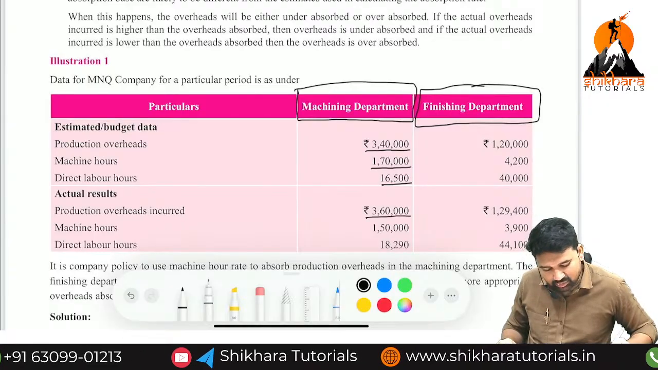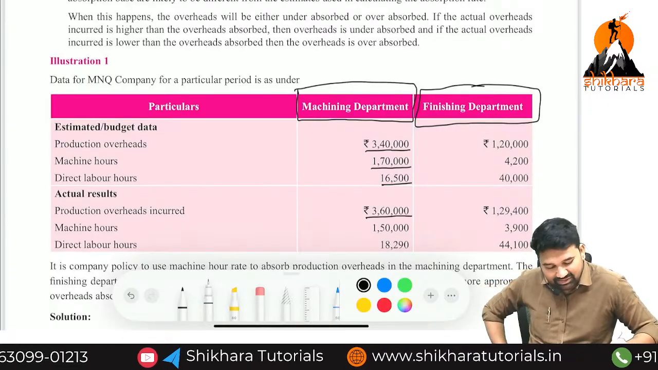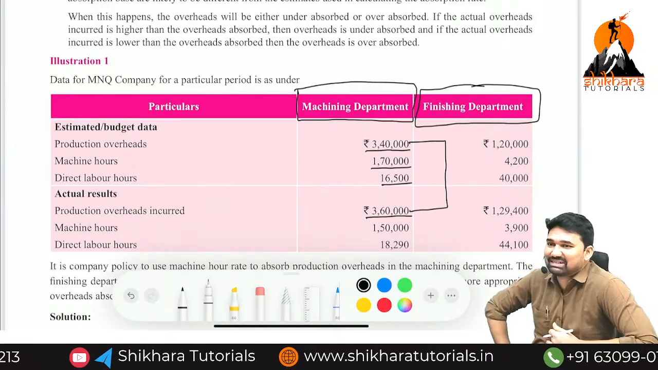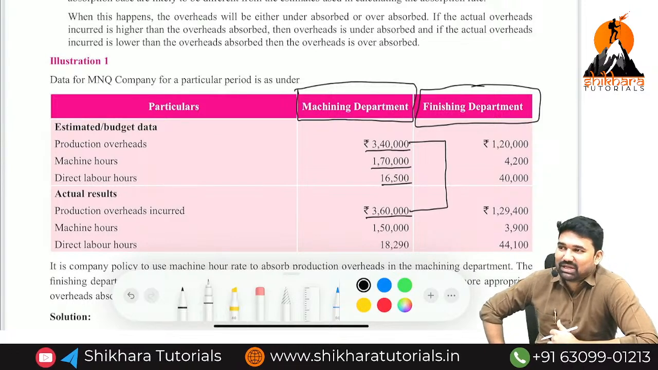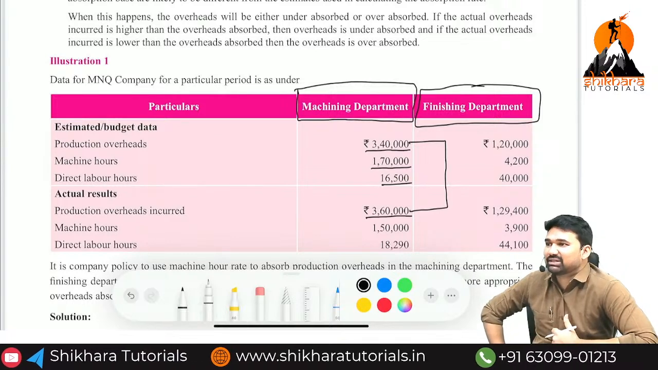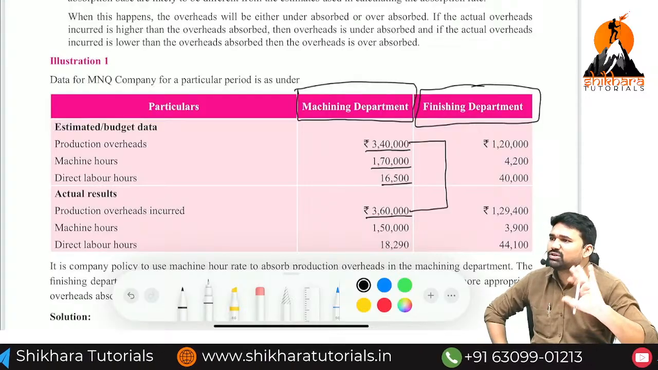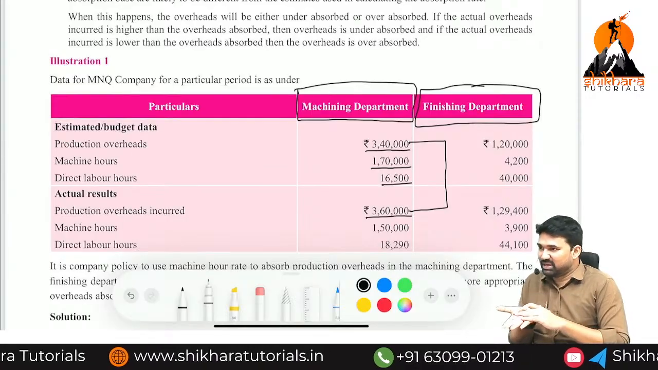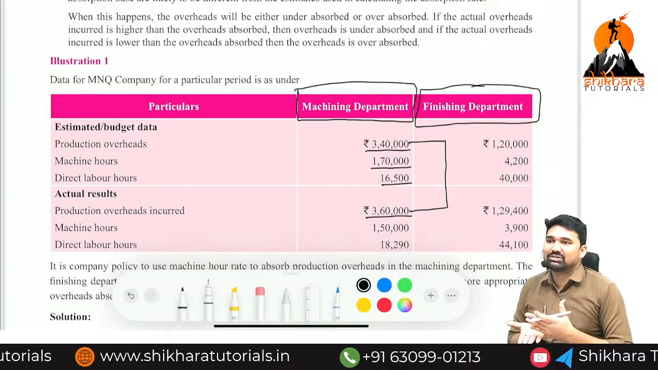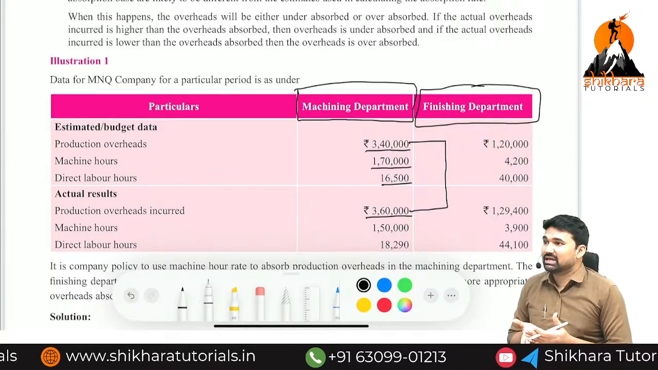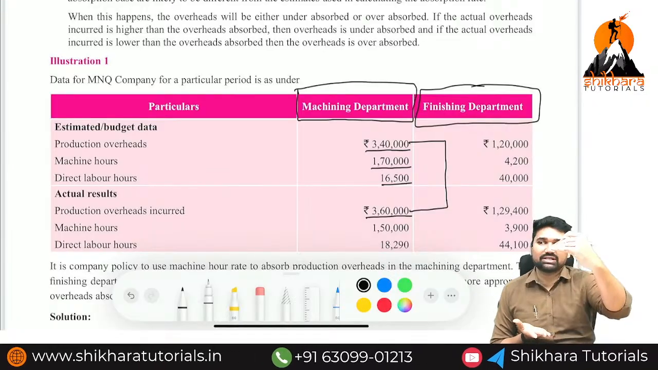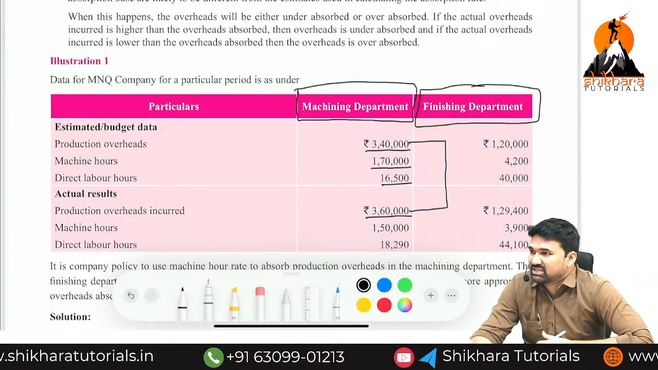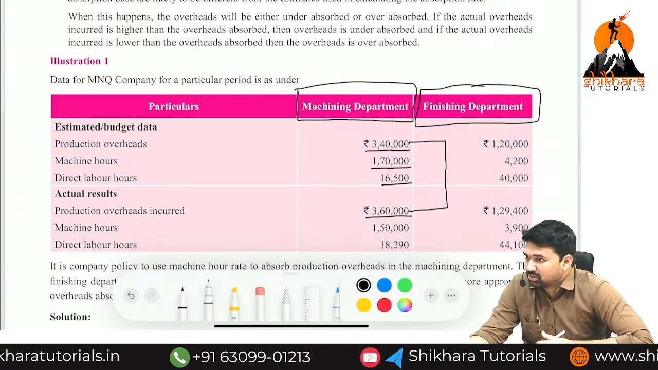Production overheads incurred, how much? Listen carefully. What we have planned is 3,40,000. What is the actual result? 3,60,000. That means over expenditure. I'm not talking about absorption. The planned expenditure is 340, but the actual expenditure is 360. That is, we exceeded our budget.